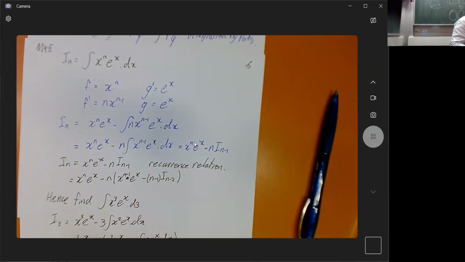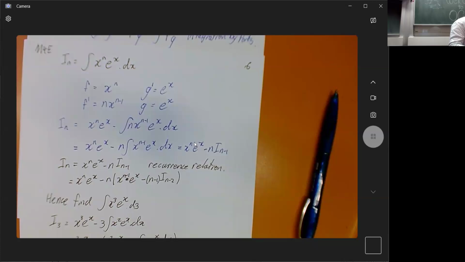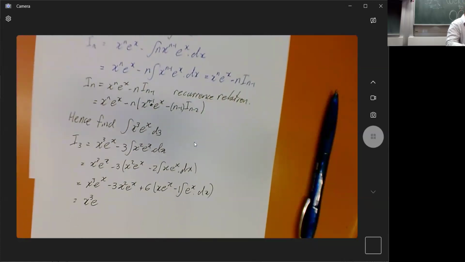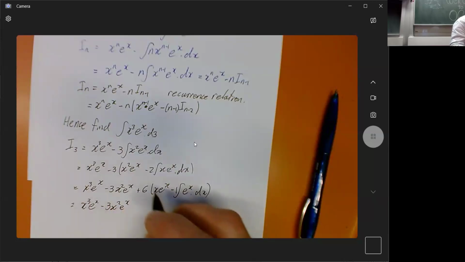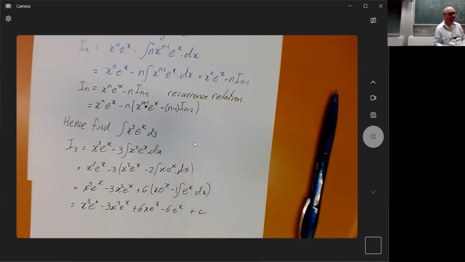which is now going to be x cubed e to the x minus 3x squared e to the x plus 6. And then this thing is going to be x e to the x minus integral e to the x. Technically, there's a 1 there. This is going to be x cubed e to the x minus 3x squared e to the x plus 6x e to the x minus 6 e to the x plus c.